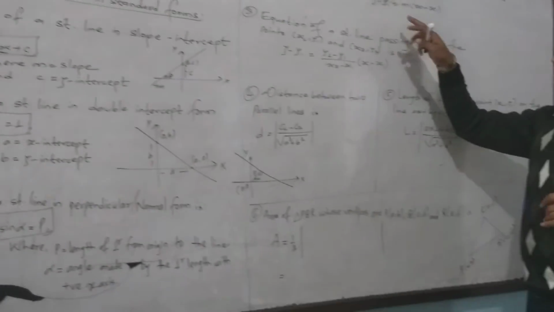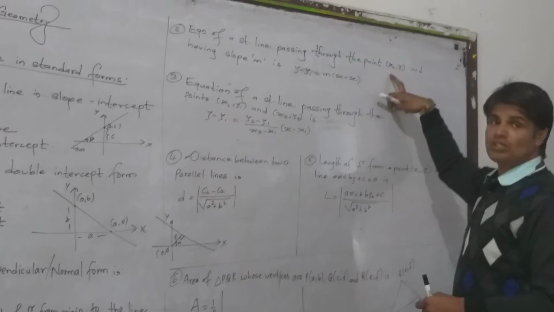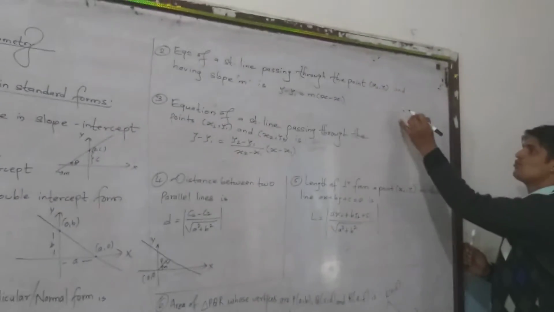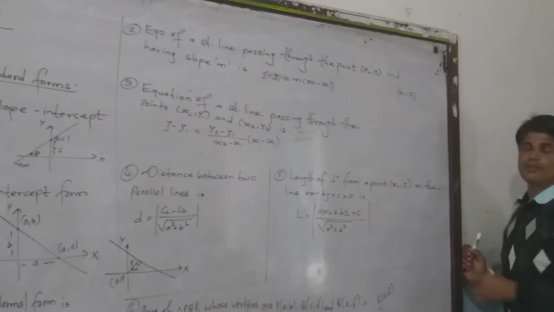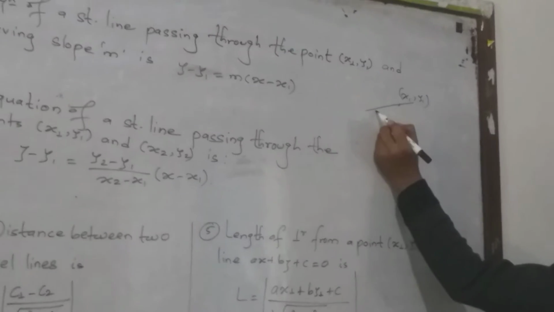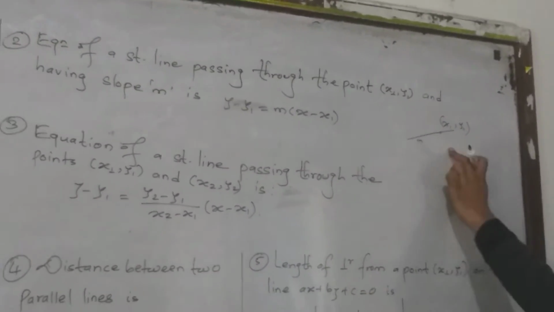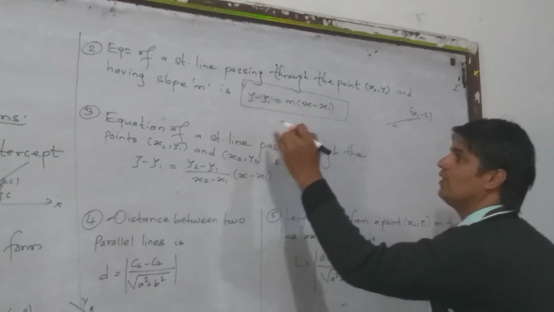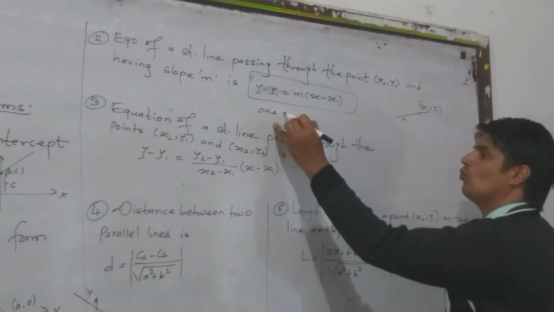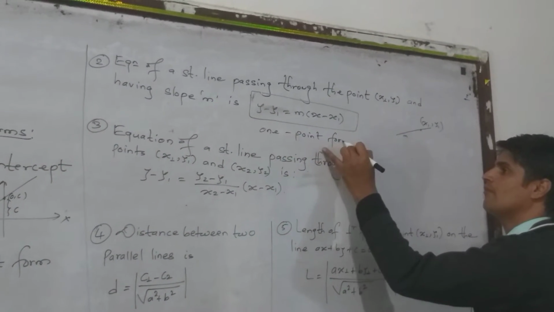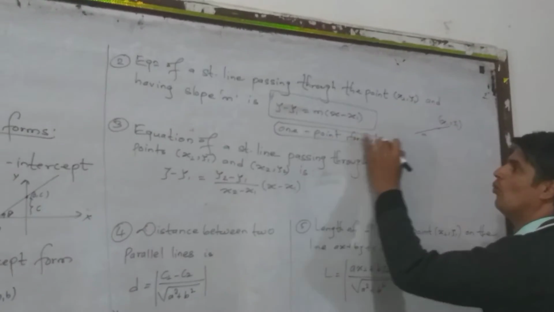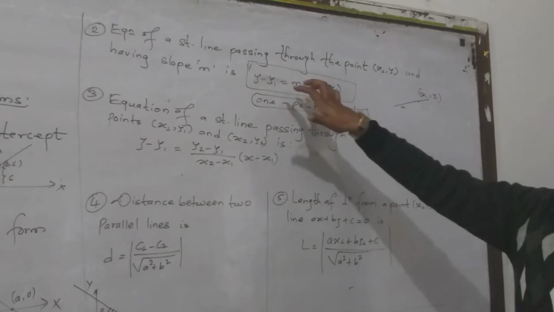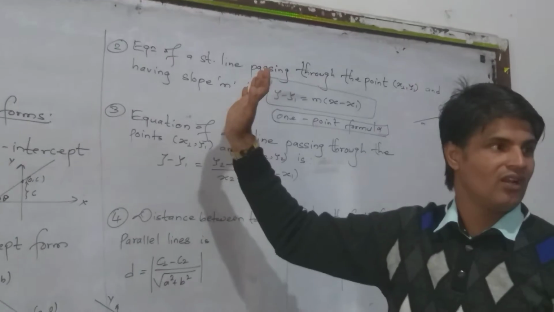So now here is the equation of a straight line passing through the point (x1, y1) and having slope m. We need to find the equation of a line that passes through (x1, y1). This line passes like this, and the slope of this line is m. In this case, the equation will be y minus y1 equals m times (x minus x1), and this formula is also called the one point formula, because there is only 1 point, isn't it? The line passes through only 1 point, and this formula can be derived from the standard ones. That's why this is not a standard one.